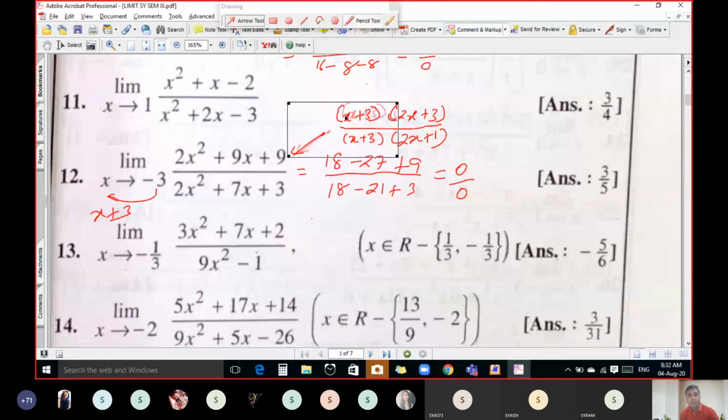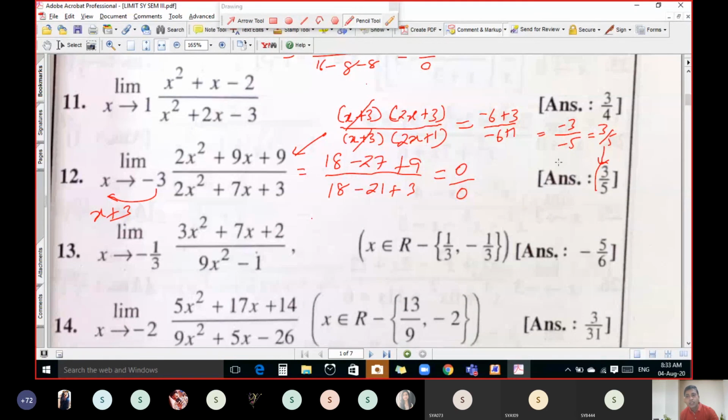You can cancel this x plus 1, x plus 1, and what remaining part, by putting x equal to minus 3. If we put minus 3 here, what we get? 2 into minus 3, that is minus 6 plus 3. And here if we put x equal to minus 3, we get minus 6 plus 1. So minus 6 plus 3, that is minus 3, and minus 6 plus 1, that is minus 5. And we know that you can cancel this minus minus, so we get ultimately 3 by 5.